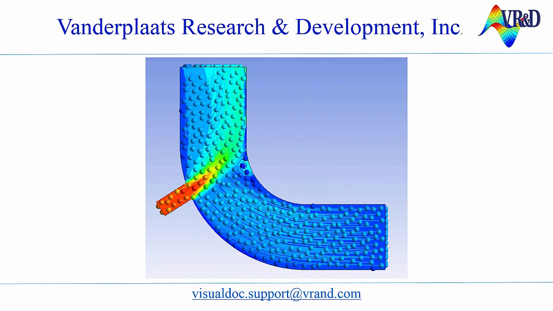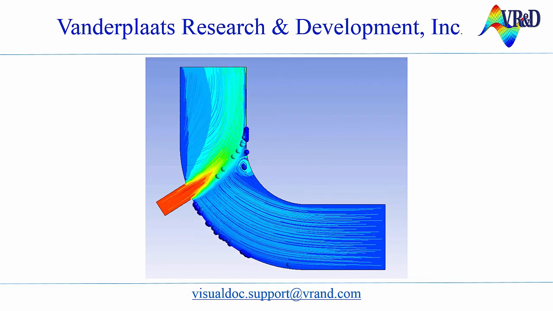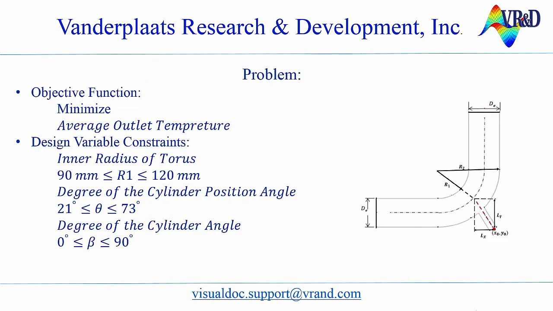The figure shows a three-dimensional turbulent fluid flow and heat transfer in a mixing elbow. In this elbow, a cold fluid flows into the pipe via the large inlet while a warm fluid is injected from the small inlet. The hot flow gets cooled down and the mixed flow comes out of the pipe from the outlet. Here, the objective function is to minimize the average outlet temperature. The design variables are the inner radius of the torus, the degree of cylinder position angle theta, and the degree of cylinder position beta.